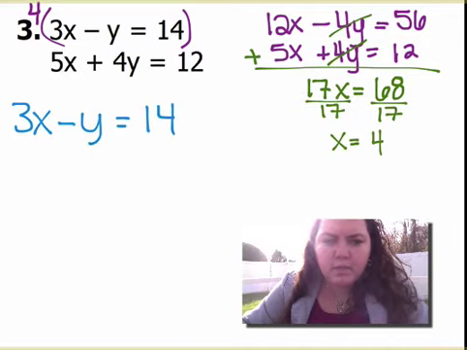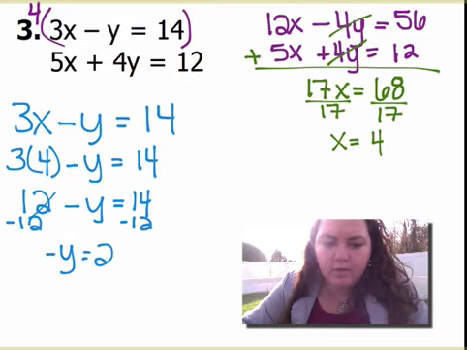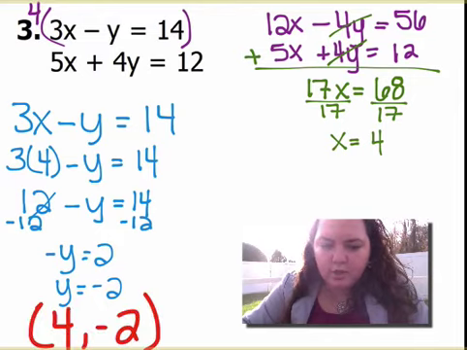Then I'm going to plug 4 into one of the original equations. And I get 12 minus y equals 14. I'm going to subtract the 12, and I get negative y equals 2. Well, I want positive y, so I can divide by negative 1, or I can change the sign of both parts. So I get negative 2. So my solution is 4, negative 2.